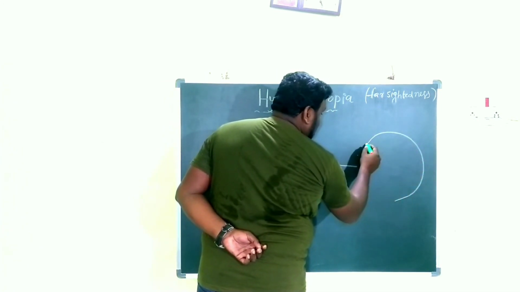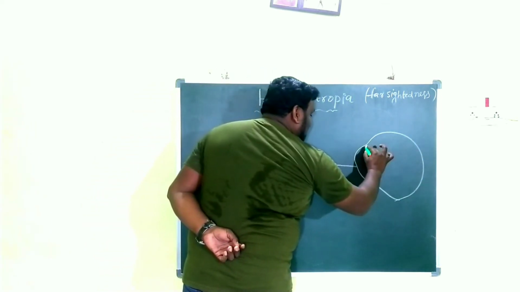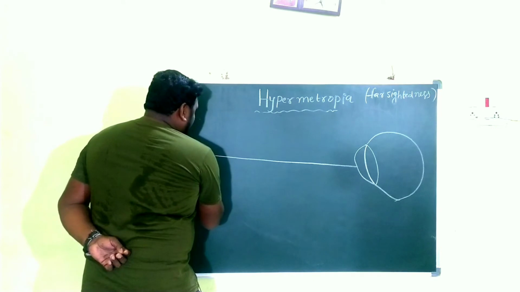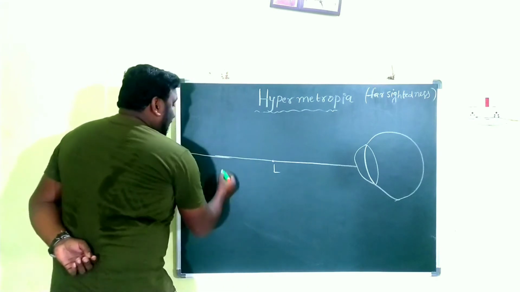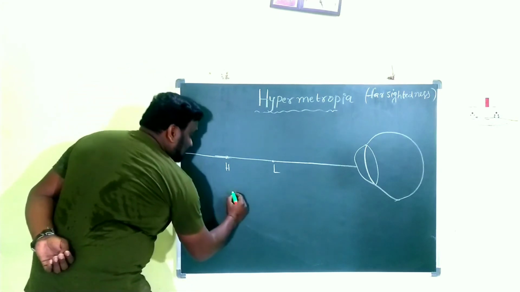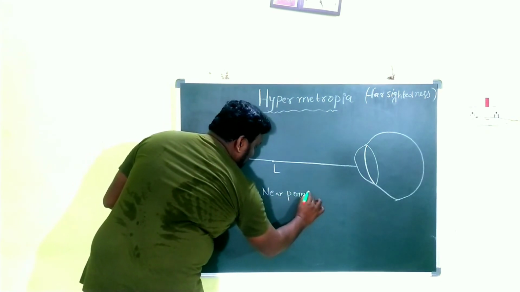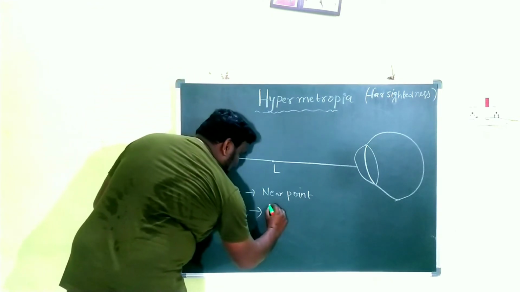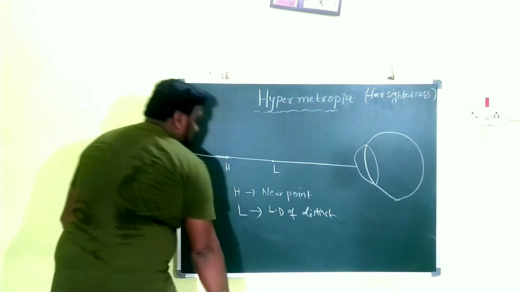Now this is the eyeball, children, I am drawing here. And this is the eye lens. Clear, children? Now here I am taking this point as L. This is the point L. Clear? And this point here is H. H means what? I told you, children. What's the H? Near point. And what is L? L is the least distance of distinct vision, which should be almost 25 centimeters.